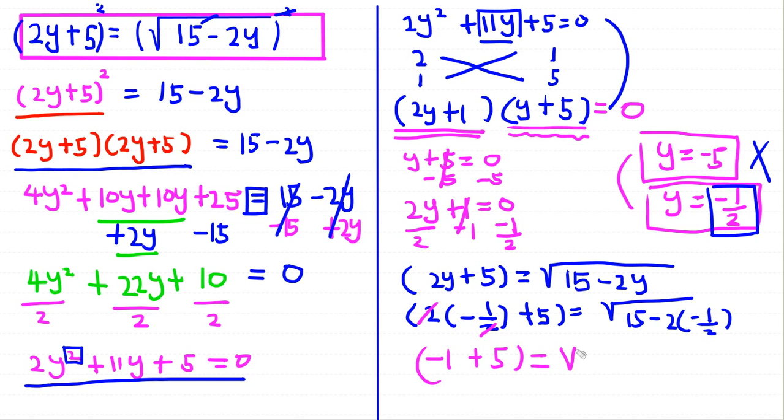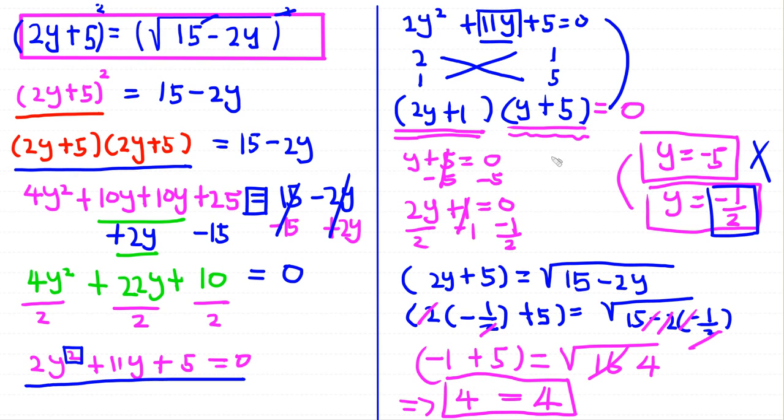This should be equal to the square root of 15 minus 2 times negative 1 over 2, where the 2s cancel out. Negative, negative becomes positive, so 15 plus 1 should be 16. So the left side is equal to 4, since negative 1 plus 5 is 4. It should be equal to the square root of 16, which is 4. So 4 is equal to 4. That means our second solution, which is y equal to negative 1 over 2, is the solution for this original equation right over here.